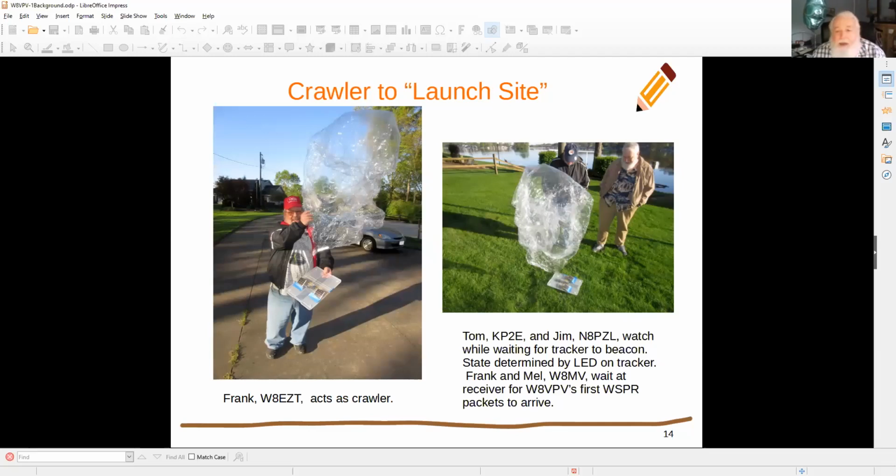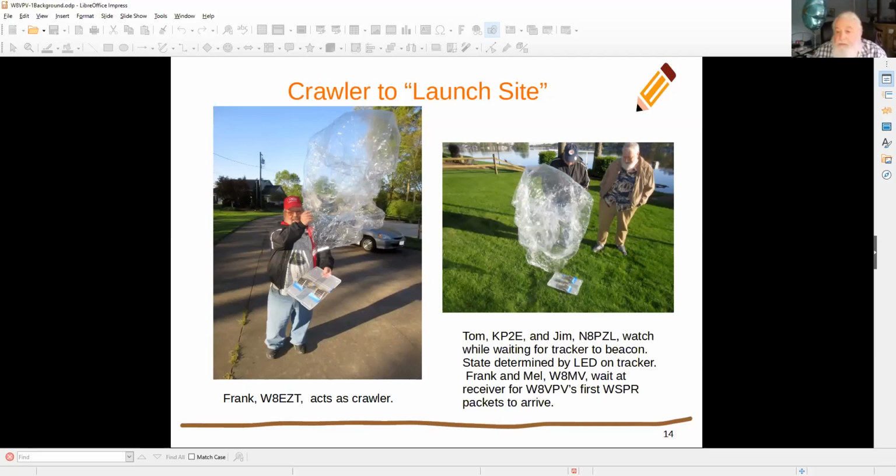You know, I had pulled the tape off of here. It kind of looks half inflated. It looks like it's not going to work at all. But anyway, we took it over into Mel's backyard. We pointed it towards the sun there, and we watched the little LED to see that it was doing transmissions here. So we were confident that we hadn't broken an antenna wire.